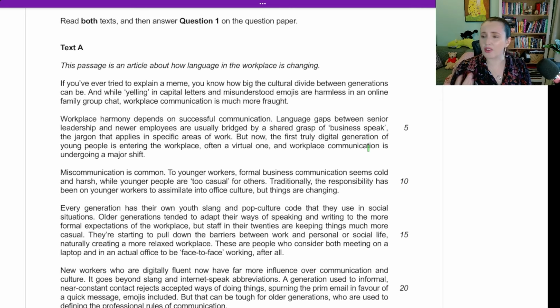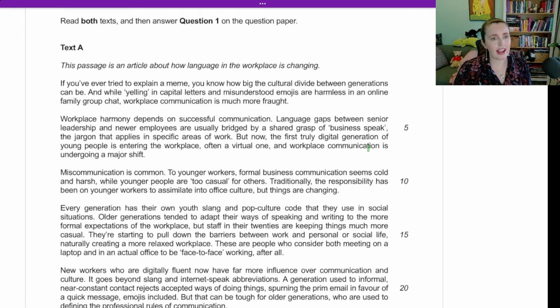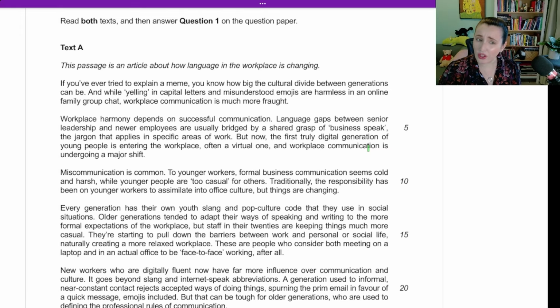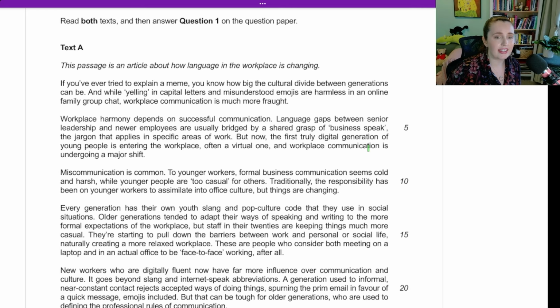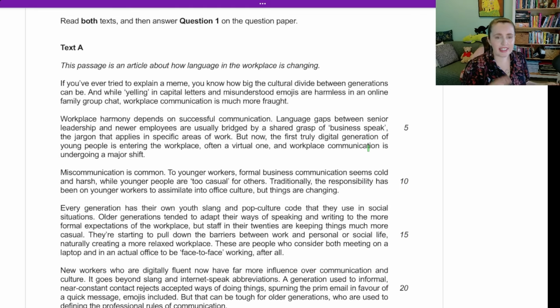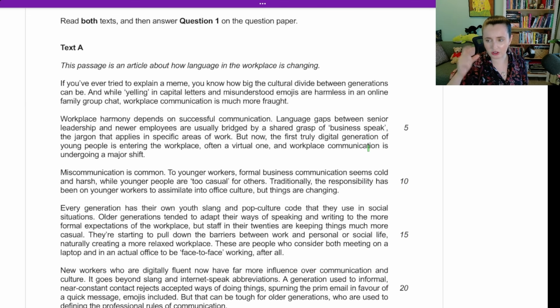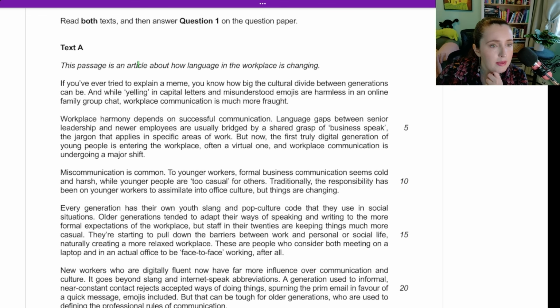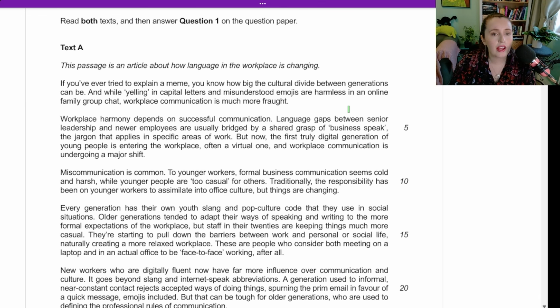And as I'm reading, I'm going to be critical. I'm going to be thinking, is this true? Could I give an example of a case where maybe it's not true? Could I extend this? I'm going to be thinking, could any of these therefore give some advice to young people? So I'm going to be reading, summarising, but keeping my critical mind open. All right, this passage is an article about how language in the workplace is changing.